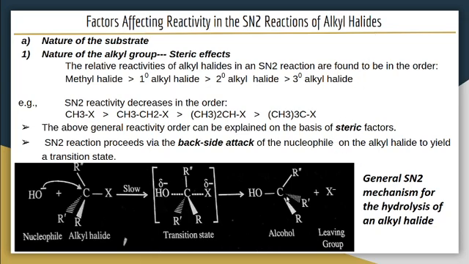Here you can see the general SN2 mechanism for the hydrolysis of an alkyl halide. This is an alkyl halide, that is the substrate. This is the nucleophile, hydroxide ion OH-. On hydrolysis of this alkyl halide using the nucleophile OH-, first we will get a transition state. Then we will get the final product, that is the alcohol, by breaking of the leaving group. So this is the slow step, that means the rate determining step.